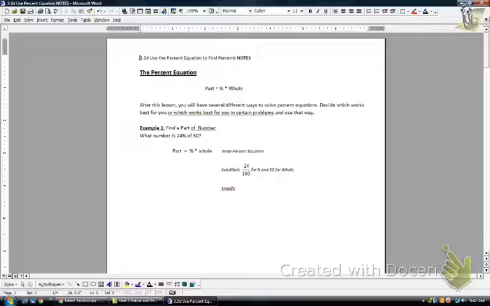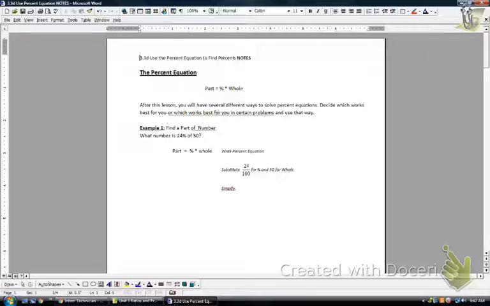Decide which way works best for you or which way works best for you in certain problems and use that way. I don't care which way you use. That's the part where you're going to have to think about what makes the most sense to you and use that way. And sometimes different ways make more sense in different situations. So let's look at our first example.